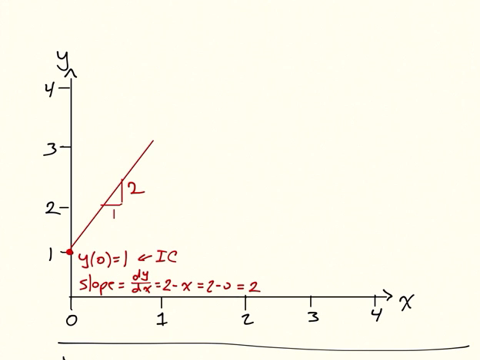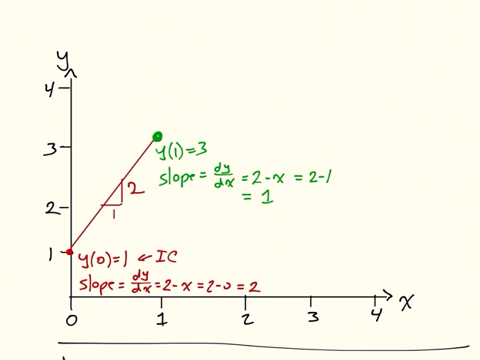And that now gives us a new point on our solution. So now we have a new point up here that is part of our solution. So we had 1 point, now we have 2 points. And this point is the point y of 1 is equal to 3. And it has slope dy/dx equal to 2 minus x, which is equal to 2 minus 1, which is equal to 1. So we know the slope here is equal to 1.